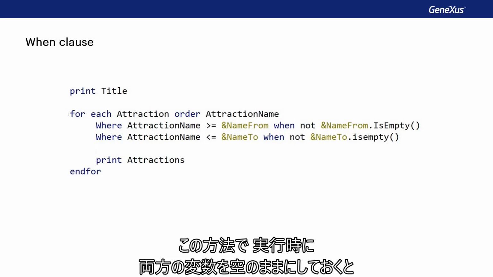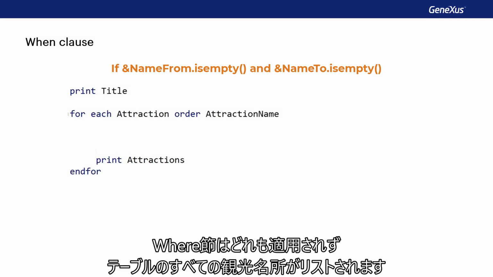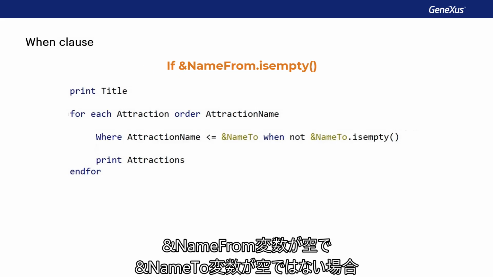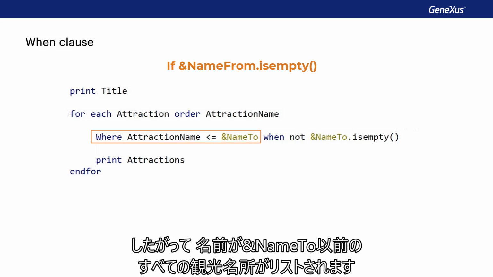In this way, at runtime, when we leave both variables empty, none of the where clauses will be applied, so all the attractions of the table will be listed. If the name from variable is empty, but name to is not, the first where clause will not be applied, but the second one will be. So all attractions whose name is lower than or equal to name to will be listed.